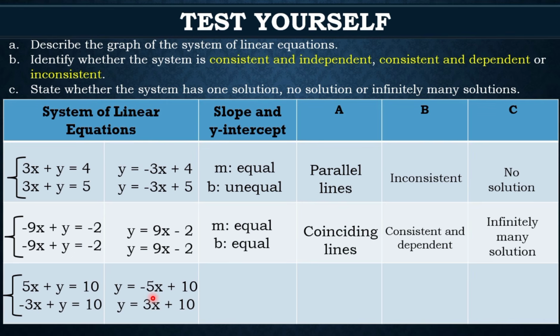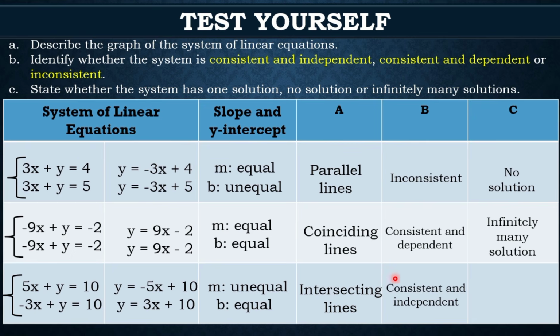Next. So, dito naman, ang slope niya is unequal. So, dito pa lang kahit hindi mo na i-compare yung y-intercept mo, pag nakita mo na ang slope mo ay unequal, alam mo kagad na intersecting lines. At kapag intersecting lines, ano ang system niya? Consistent and independent. So, kung nag-intersect lang sila, they intersect at exactly 1 point. So, therefore, we only have one solution. So, I hope you got perfect. Ganon din po sa previous slide.